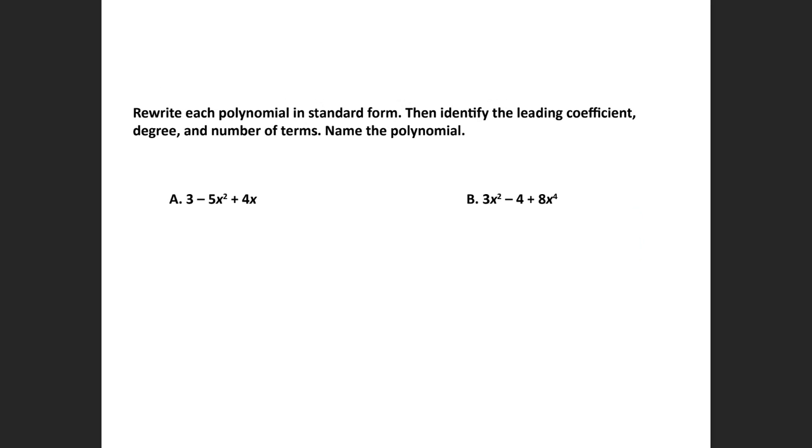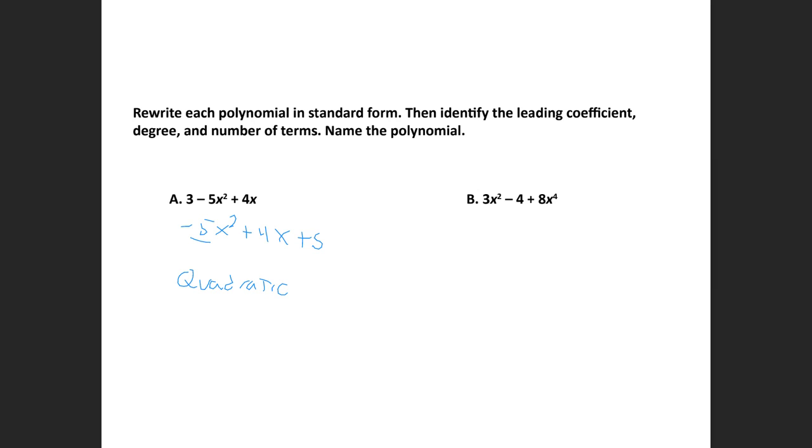Rewrite each polynomial in standard form. Identify the leading coefficient, degree, number of terms, and name the polynomial. So here I'm going to rewrite this. This is going to be negative 5x squared plus 4x plus 3. This is a quadratic.